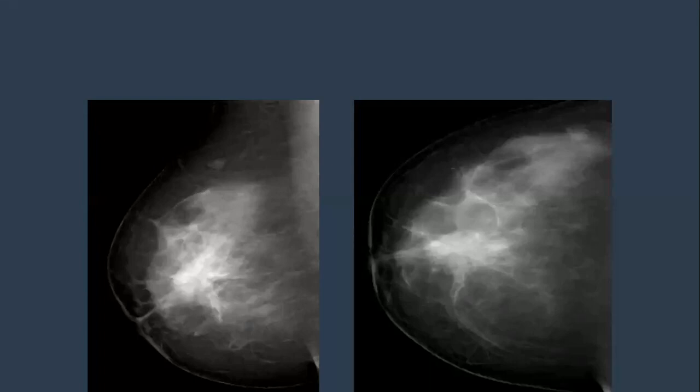The area of high density. It is not a clear mass, yeah? Yes, it could be a focal asymmetry. So we call it a focal area. It is not occupying the whole breast. It is occupying a focal region and high density area.